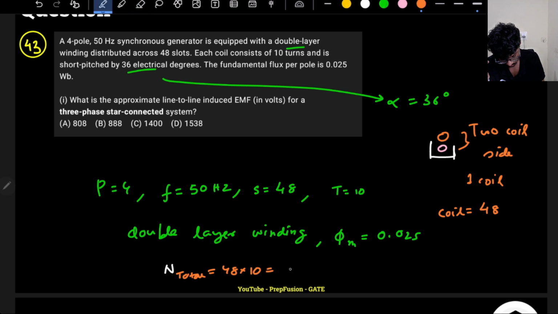So that will be equal to 480. 48 into 10 will be equal to 480. Okay, that is the total number of turns.